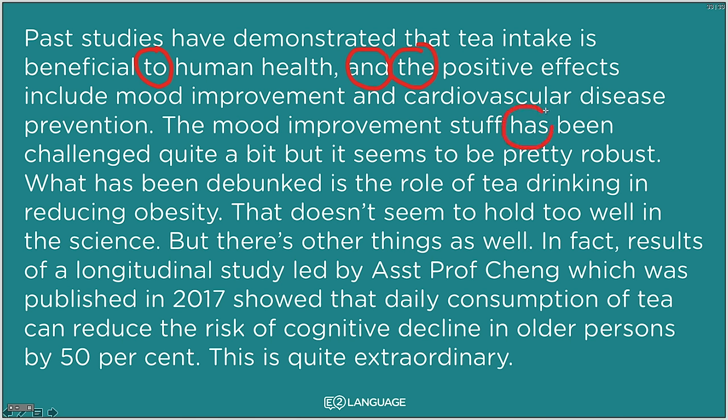Auxiliary verbs like has. Pronouns like that. These are spoken at rapid rates, so quickly. And the positive effects include mood improvement and cardiovascular disease prevention. The mood, almost like split second on these sorts of words here. Very, very quick.